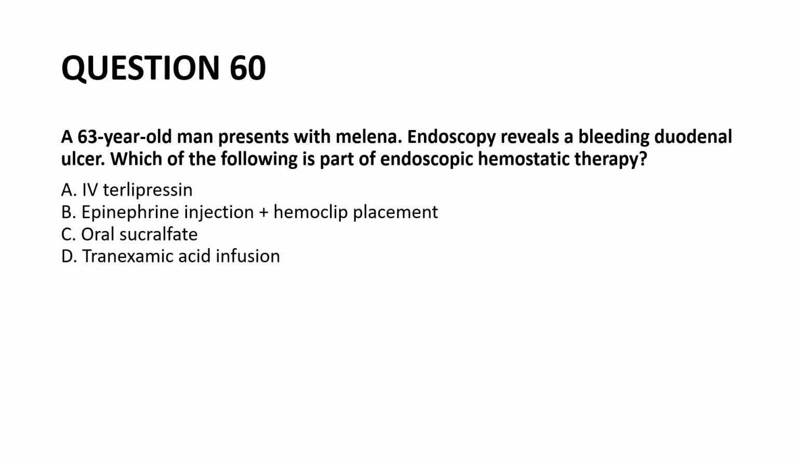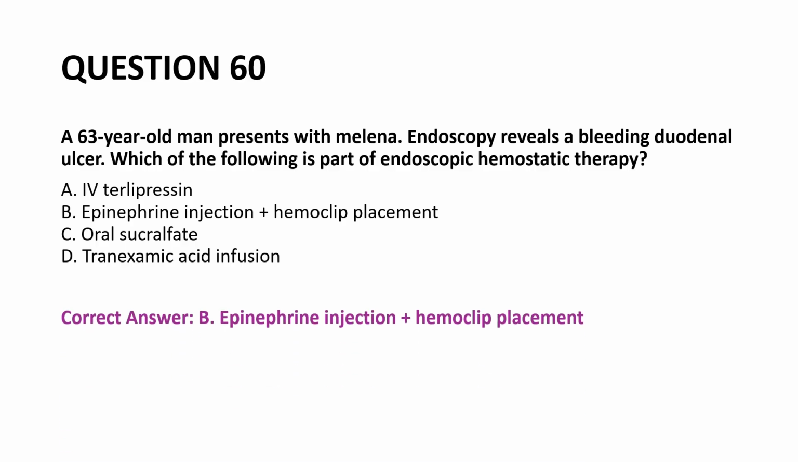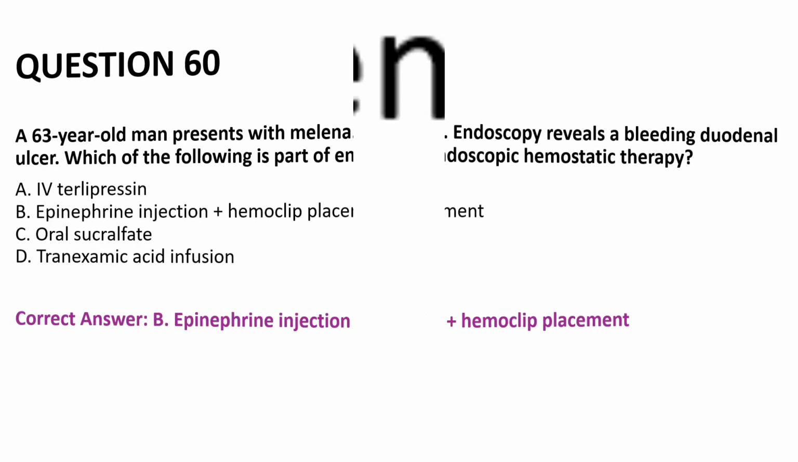The last question in this series. A 63-year-old man presents with melena. Endoscopy reveals a bleeding duodenal ulcer. Which of the following is part of endoscopic hemostatic therapy? IV terlipressin, epinephrine injection plus hemoclip placement, oral sucralfate, tranexamic acid infusion. The correct option is B, epinephrine injection with hemoclip placement.